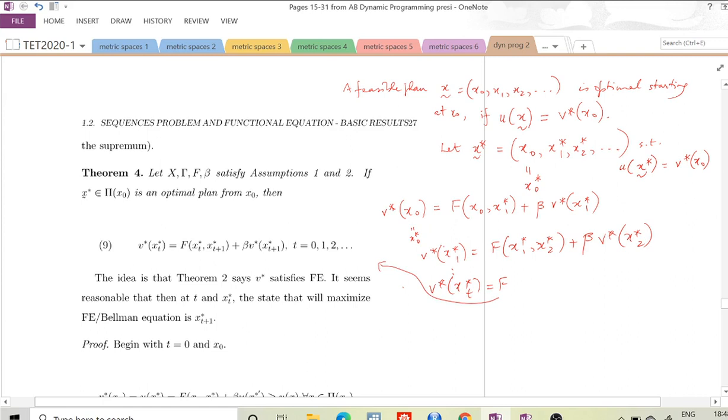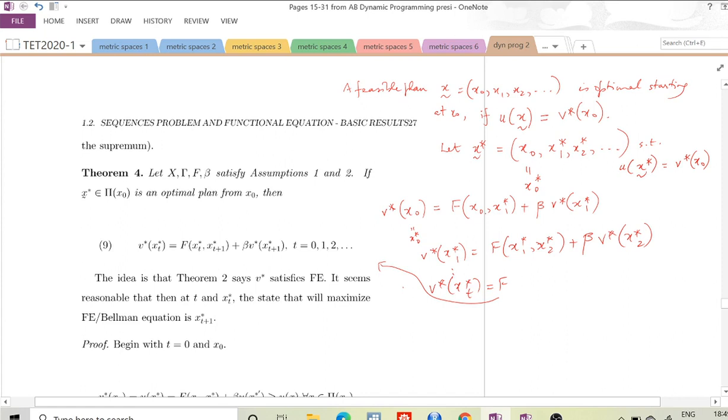Okay, so the theorem says, suppose my x gamma f beta satisfy assumptions 1 and 2. In that case, if x tilde star is an optimal plan, that is a plan whose discounted present value attains the supremum for the sequences problem, then V star actually satisfies these equations.